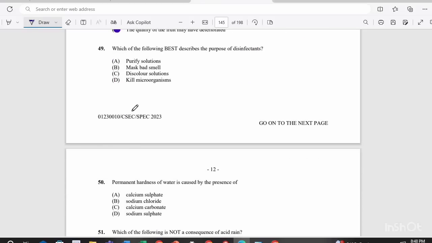Question 49. Which of the following best describes the purpose of disinfectants? A. To purify solutions. B. To mask bad smells. C. To discolor solutions. Or D. Kill microorganisms. The answer there is D. To kill microorganisms.